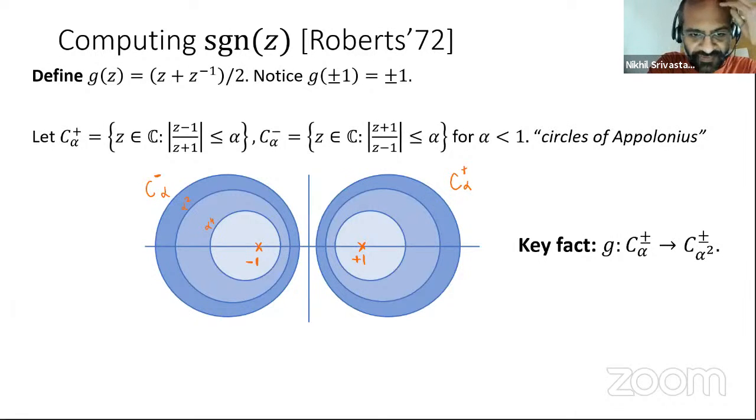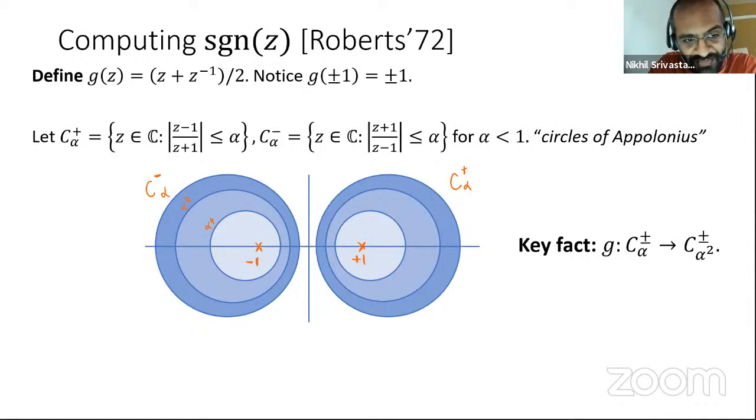Similarly, I'm going to define circles C minus alpha to be the set of points such that the ratio of the distance to -1 to the distance to 1 is bounded by alpha. And this gives me a set of circles in the open left half plane. The fact that these are circles goes back to antiquity, and these are called circles of Apollonius. The set of points such that the ratio of distances to a pair of points is fixed is a circle. So this is a family of circles in the complex plane.